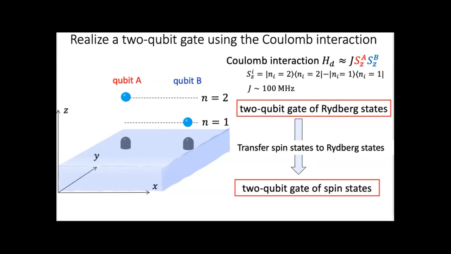The Coulomb interaction is large, so even if two electrons are separated by 1 micrometer, we can still have around 100 megahertz, and we have this kind of term. Using this term, we can realize a 2-qubit gate, a controlled-NOT gate, easily. And then we can transfer the spin state to the Rydberg state.